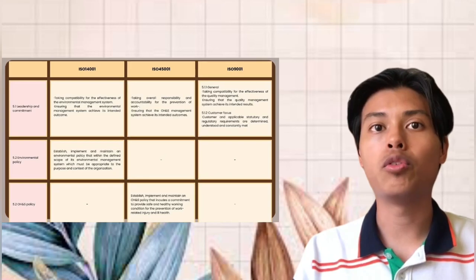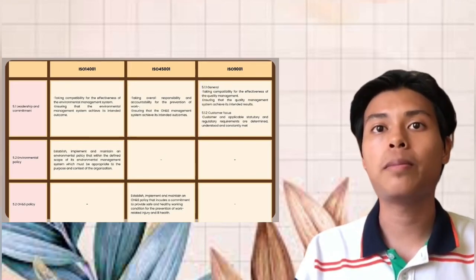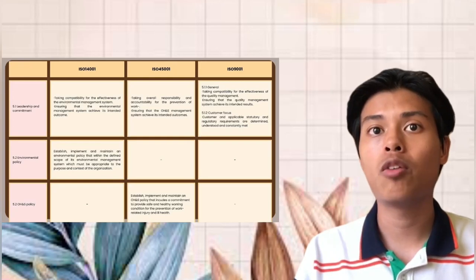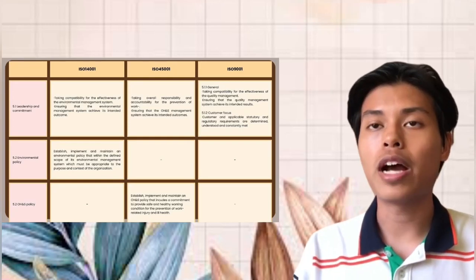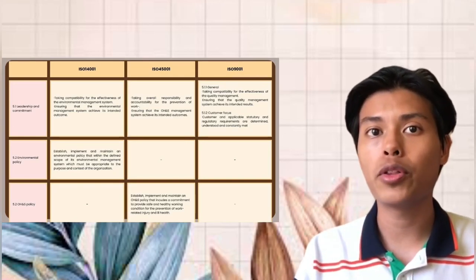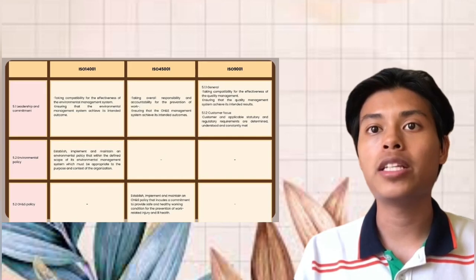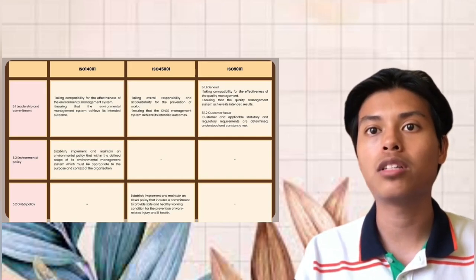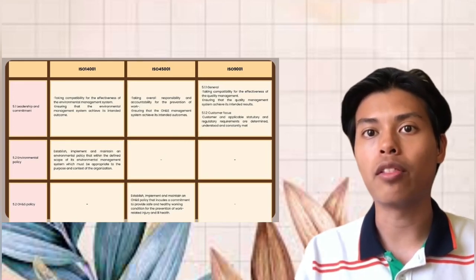For 5.2, environmental policy, which is for ISO 14001, it must establish, implement, and maintain an environmental policy within the defined scope of its EMS. For ISO 45001, which is 5.2 OHS policy, it must establish, implement, and maintain an OHS policy that includes a commitment to provide safe and healthy working conditions for the prevention of work-related injury and ill health.